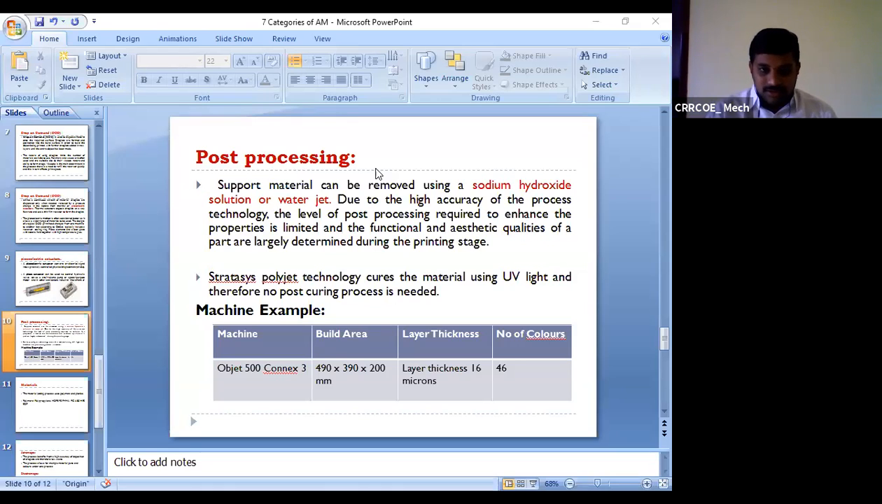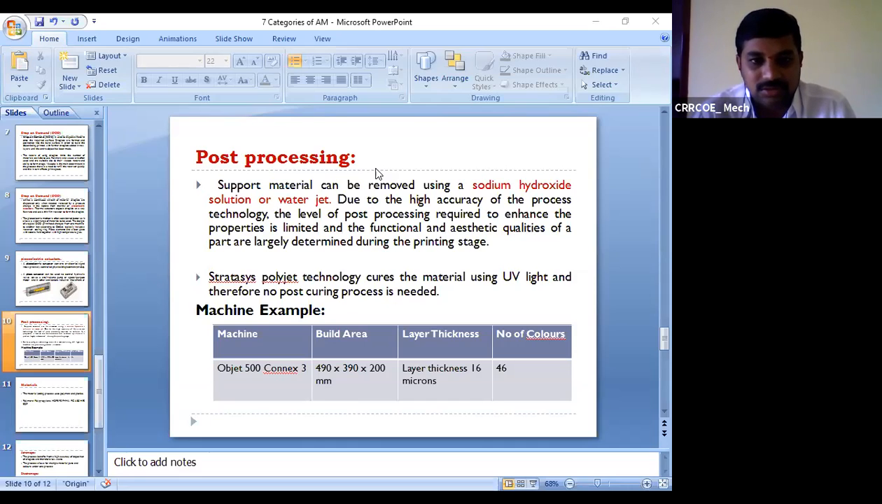Due to the high accuracy of the process technology, the level of post processing required to enhance the properties is limited. What level of post processing are we going to perform? That depends upon the accuracy of the process. So by this particular material jetting process, we are going to obtain high accuracy components.